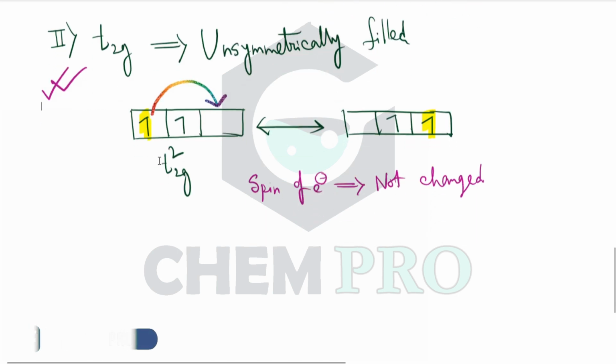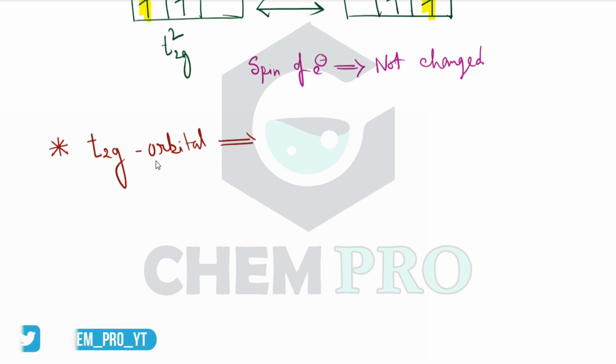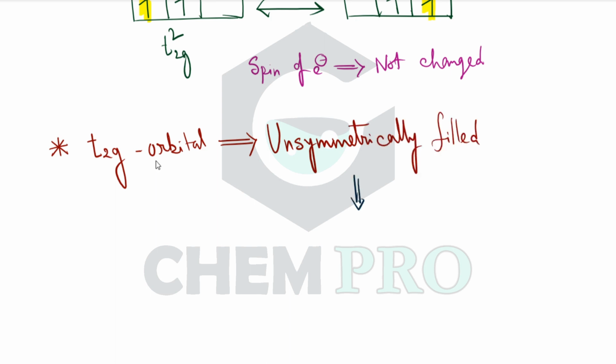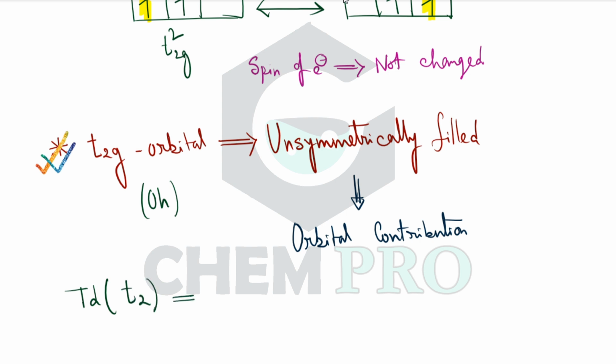So all we can just recall, or we should remember one point: when a T2g orbital is unsymmetrically filled, then we will consider the orbital contribution. We should remember this point, but this is only for the octahedral complexes. But for tetrahedral complexes, the T2 orbital should be unsymmetrically filled.